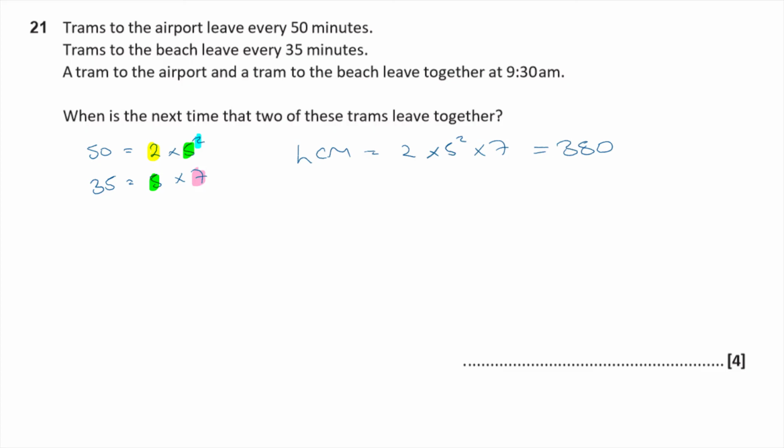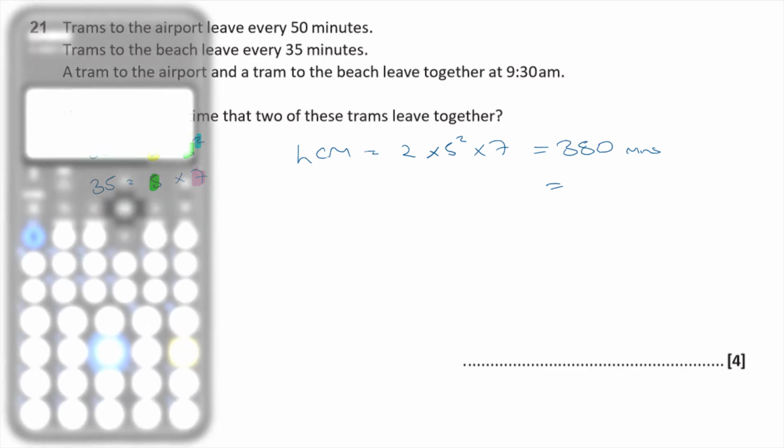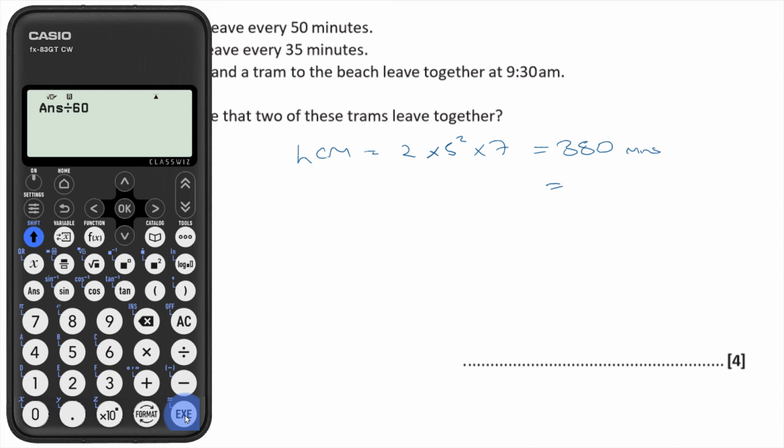Either way, once you've found your LCM of 350, we then need to take this and turn it into time. Okay, so this is 350 minutes. So what's that in hours and minutes? The easiest way to turn that into hours and minutes, so that's in mins, I want hours and mins, so I'm going to divide it by 60. So 350 divided by 60. Now you notice I get a decimal, 5.833, or you might have a fraction there on your calculator.